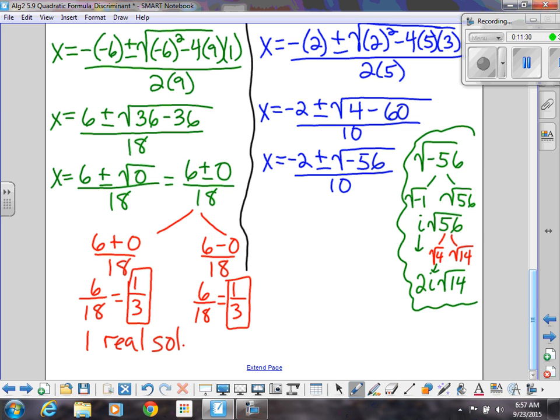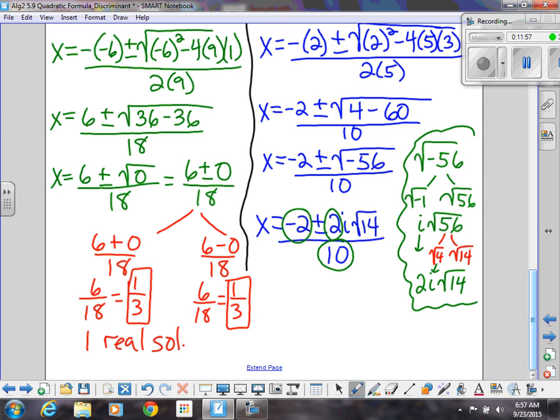Okay, I'm going to go back to my quadratic formula and replace that. So the square root of negative 56, that's going to be 2i square root of 14 all over 10. So the only other thing we need to do is make sure that we are reducing. Look at all of your numbers that are not underneath the square root. That's here, here, and here.